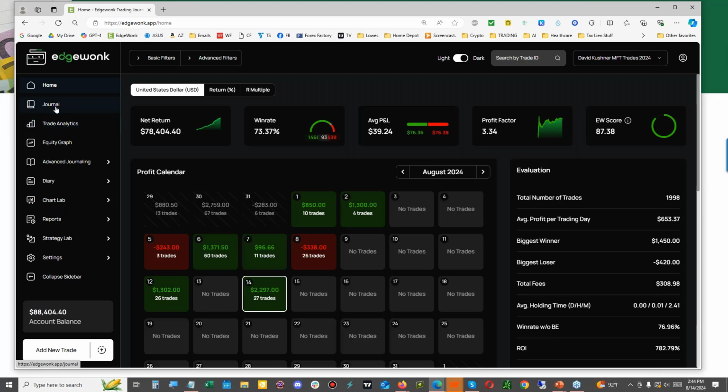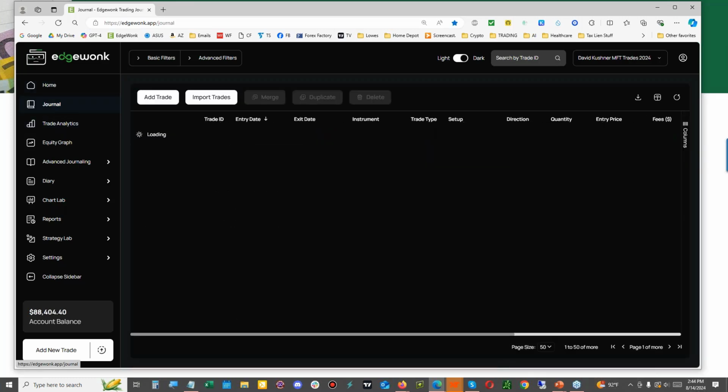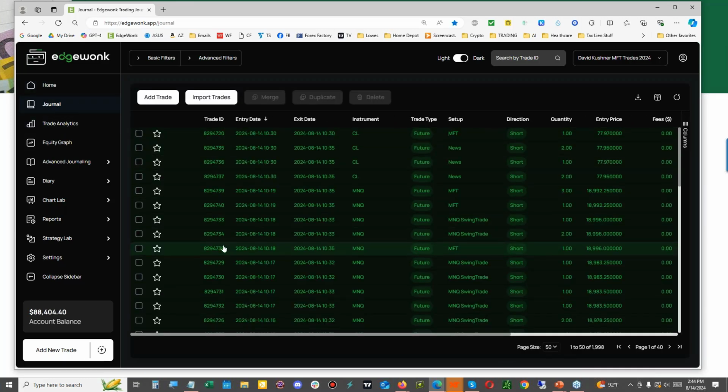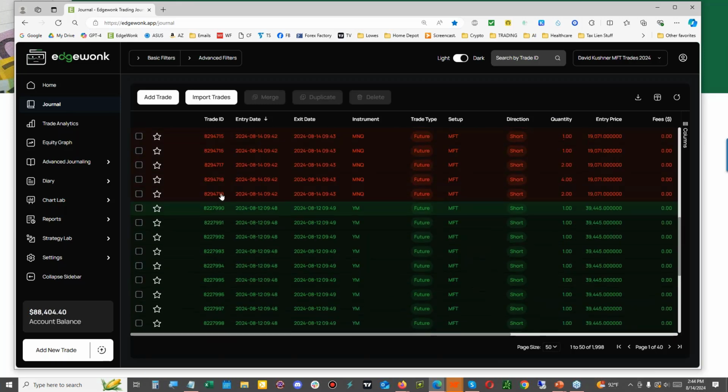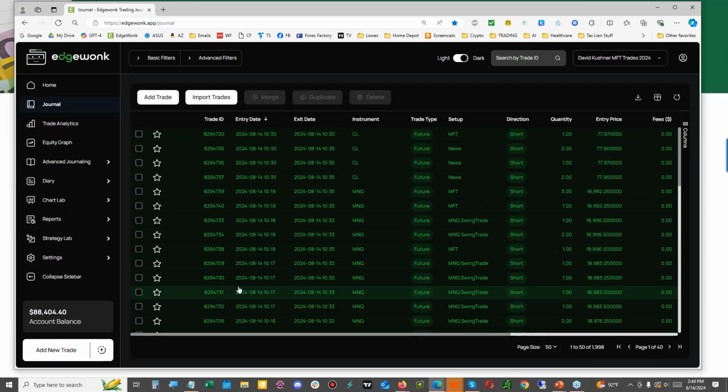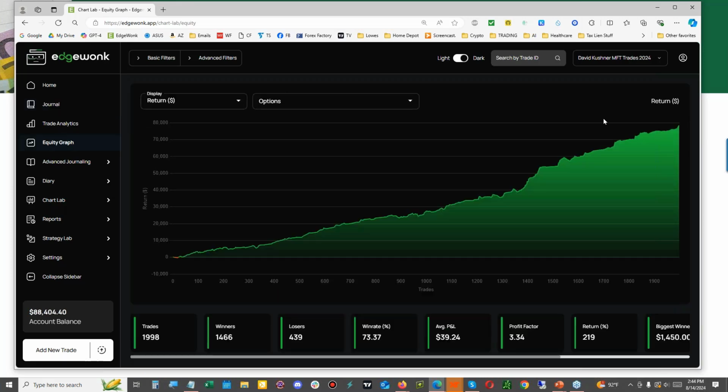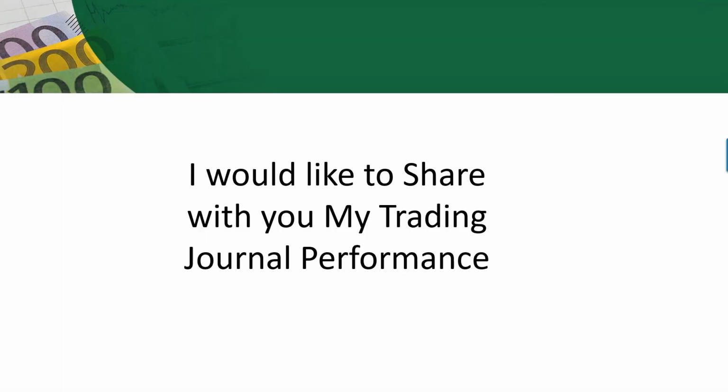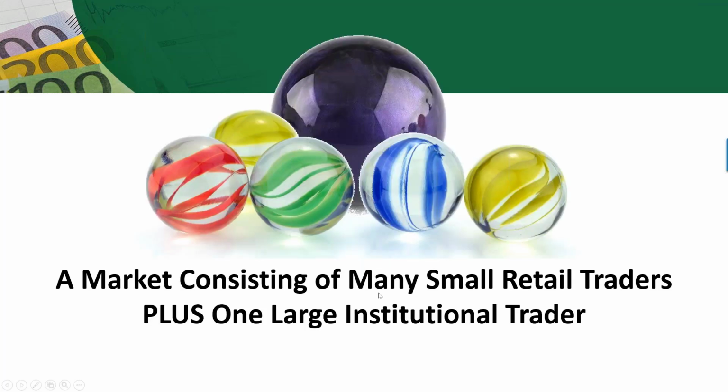Right? So this journal, if I click here, you can see here, these are the trade IDs from NinjaTrader. So all this data was brought in from NinjaTrader. And here's the equity curve that we've done this year. All right, we have a pretty nice equity curve. We're up about 80 grand, a little bit more, for this year. So let me go ahead and take this away. So look, I wanted to share my trade journal with you so I could be transparent.